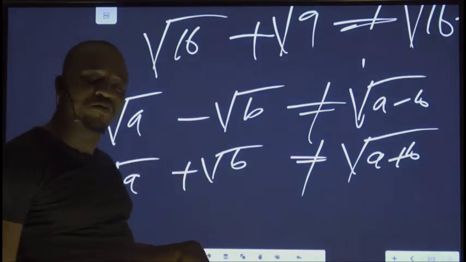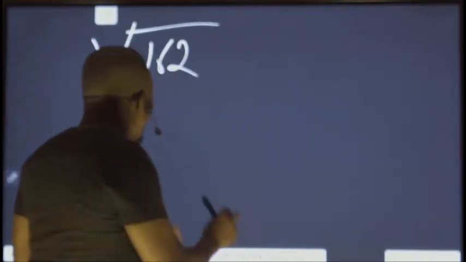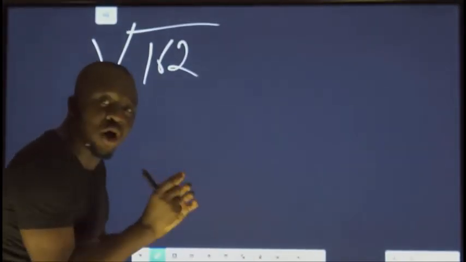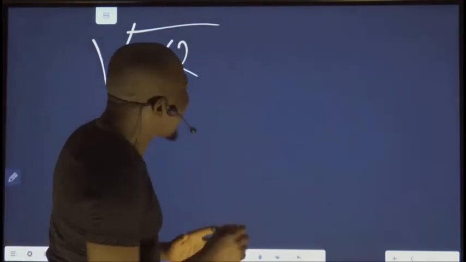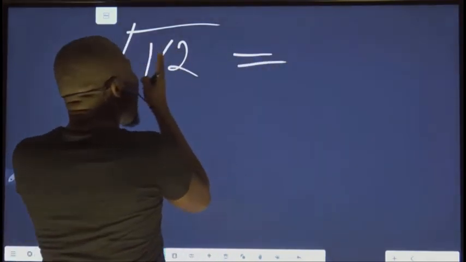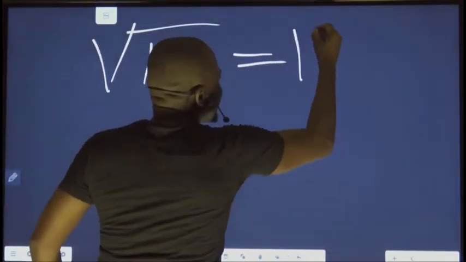These are the rules of Surds. Now let's use this to solve some questions. You are asked to find the square root of 162. Remember, this is equal to 81 multiplied by 2.